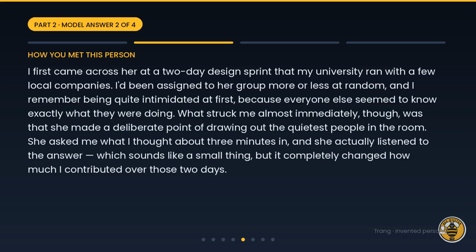I first came across her at a 2-day design sprint that my university ran with a few local companies. I'd been assigned to her group more or less at random, and I remember being quite intimidated at first because everyone else seemed to know exactly what they were doing. What struck me almost immediately, though, was that she made a deliberate point of drawing out the quietest people in the room. She asked me what I thought about 3 minutes in, and she actually listened to the answer, which sounds like a small thing, but it completely changed how much I contributed over those 2 days.